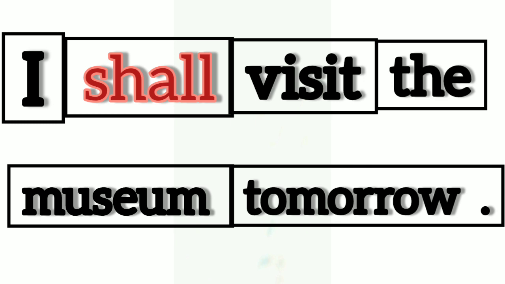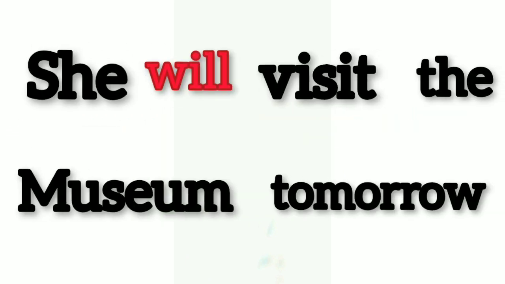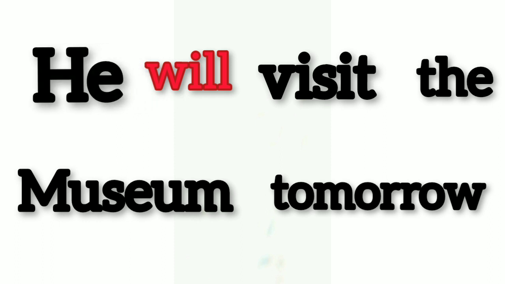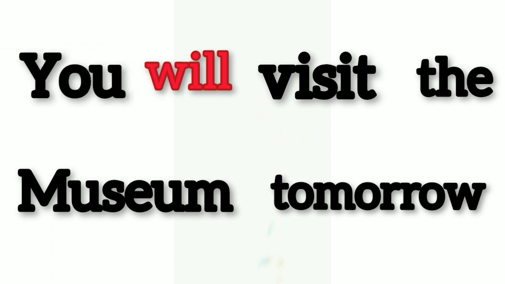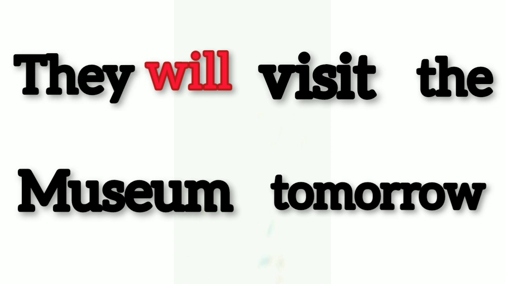Now, you can use will with all persons. So, you could say, I will visit the museum tomorrow. She will visit or he will visit the museum tomorrow. You will visit the museum tomorrow, for second person. They will visit the museum tomorrow, third person. So remember, you can use will with all persons, whereas shall is generally used in the first person only.